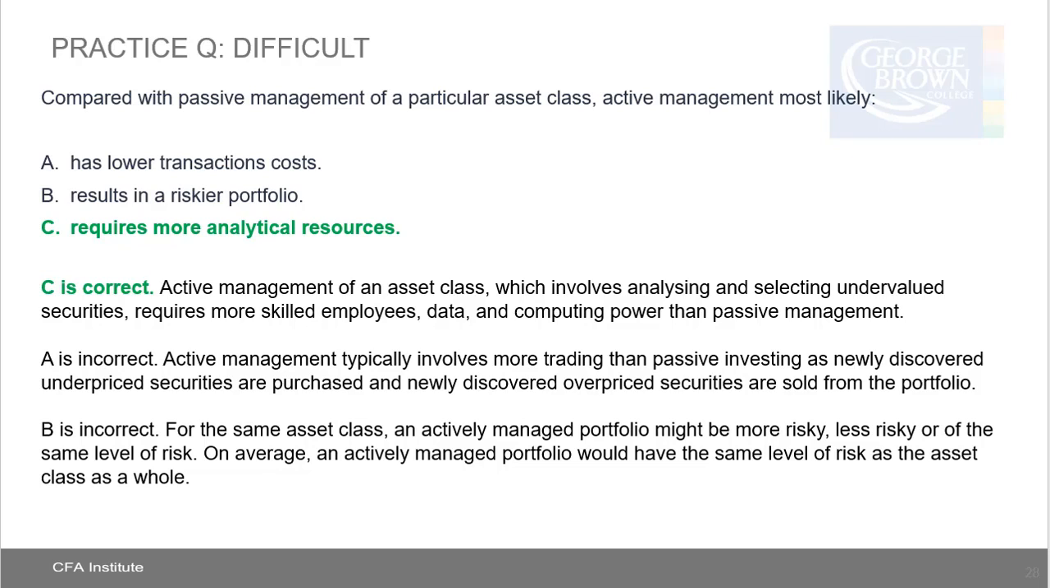Active management typically involves more trading than passive investing, as newly discovered underpriced securities are purchased, newly discovered overpriced are sold from the portfolio. So active management is going to have higher transaction costs, okay? And resulting in a risky portfolio, not necessarily, okay? An actively managed portfolio might be more risky, might be less risky, or at the same risk level, okay? On average, an actively managed portfolio would have the same level of risk as the asset class as a whole.